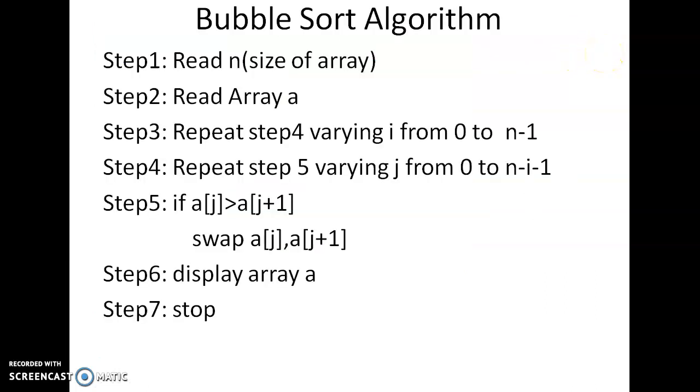If you see the algorithm implementation of this, initially we are reading the value n. N is the size of the array. Then we are reading the array A elements. Then I am changing the I value from 0 to n minus 1, and I am varying the J value from 0 to n minus I minus 1. And I am comparing A of J and A of J plus 1. If A of J is greater than A of J plus 1, I am swapping them. At the end, we are displaying the array.